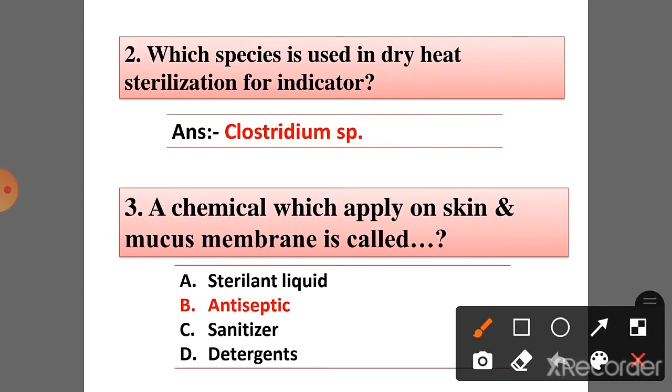Question 2. Which species is used in dry heat sterilization for indicator? Answer, Clostridium species. Question 3. A chemical which apply on skin and mucous membrane is called option B, antiseptic.